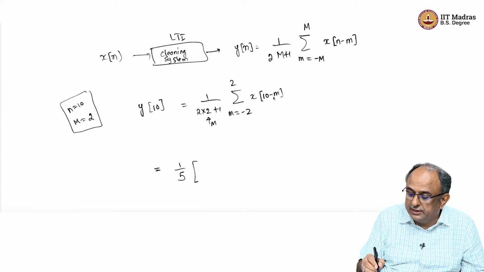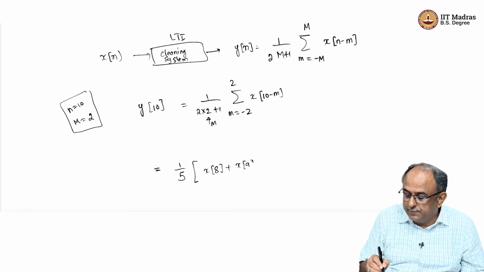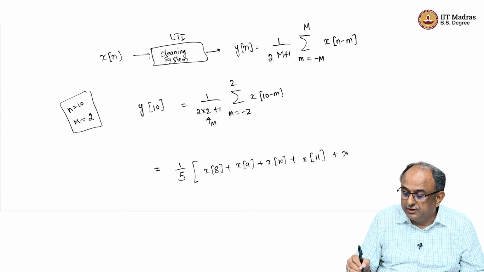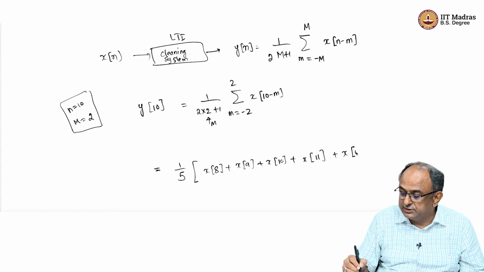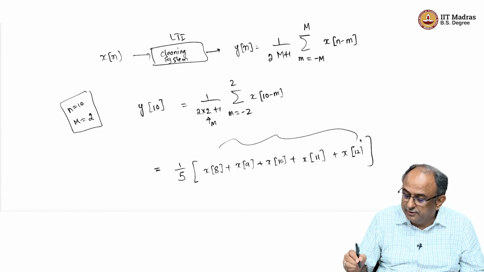When m is minus 2, 10 minus of minus 2 is 12, and when it is plus 2, it is 8. So, it starts from x of 8 plus x of 9 plus, when m is 0, then x of 10 will come. When m is minus 1, it becomes x of 11, and when m is minus 2, it becomes 10 minus of minus 2, which is plus 2, right. So, how many samples are there? 3 plus 2, 5 samples.